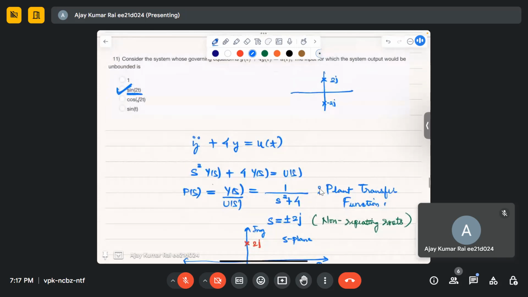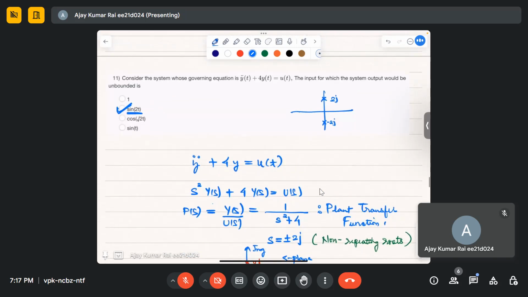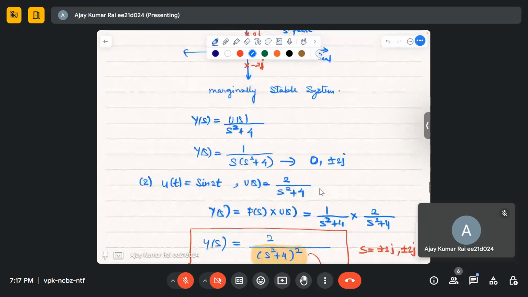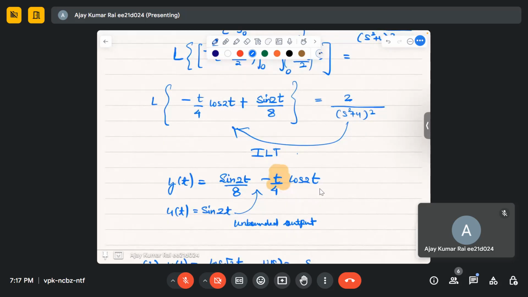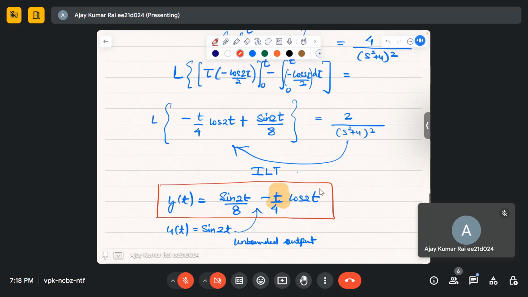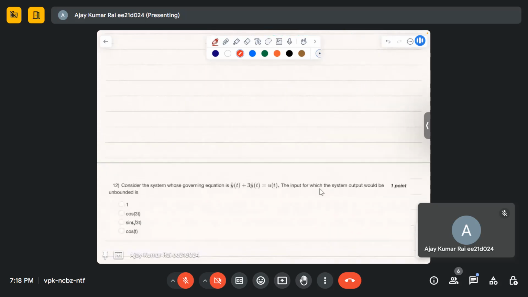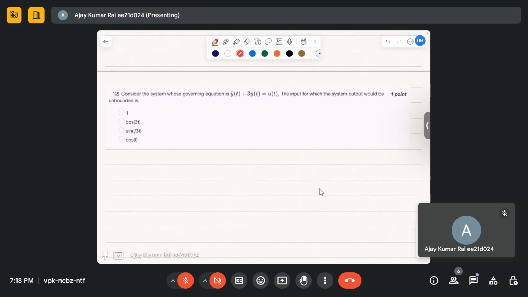Any doubt in this particular question? We have found y(t) also, and in that you can see there is a t term. That also gives us the answer why it is unbounded here. If you want to find the output y(t), because of this t term, you'll have an unbounded output. Okay, let's solve the other questions because 12 is also similar to 11.